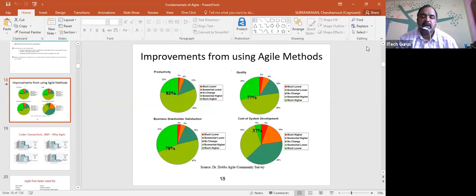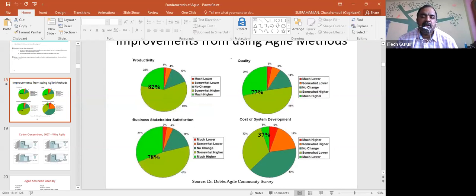One of the recent surveys from the Dr. Dobbs Agile community says that productivity is very, very high while you're executing an Agile project. How will you measure the productivity? All of you? Vijay Anand, how will you measure the productivity?